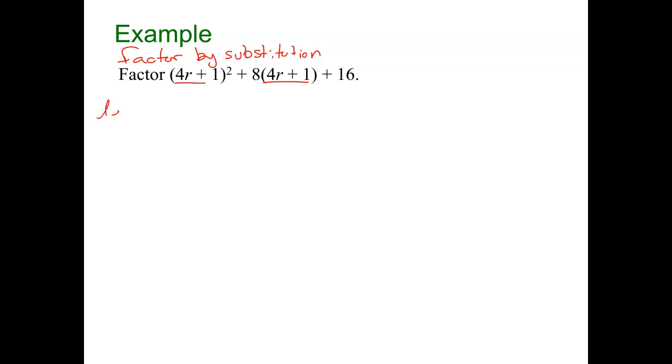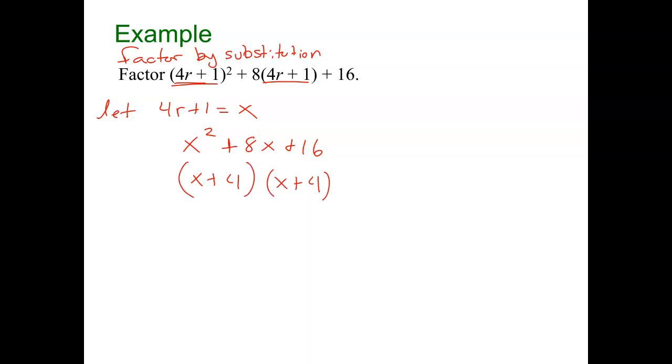So what we can do is pretend for a minute that 4r plus 1 equals x. And I'm going to replace that expression with x. So if I replace 4r plus 1 with x, make it squared, and 4r plus 1 with x and multiply it by 8, and then I've got 16. That's a whole lot easier to factor now, isn't it? So what multiplies to give me 16 but adds to give me 8? 4 and 4, right? So I have x plus 4, x plus 4. Now it's factored, right?